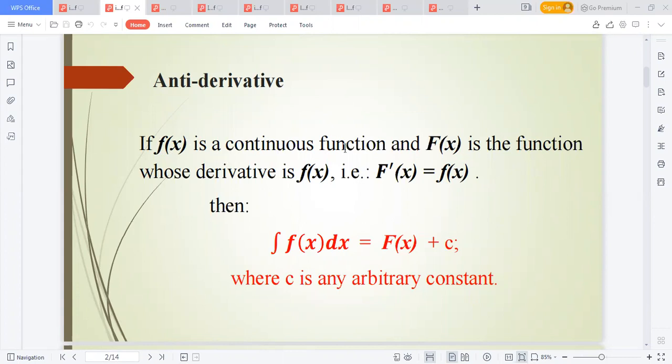If f of x is a continuous function and capital F of x is the function whose derivative is small f of x, then the integration or antiderivative can be written as capital F of x. So integration of f of x can be written as capital F of x plus c, where c is the arbitrary constant. This is the basic definition of antiderivatives.